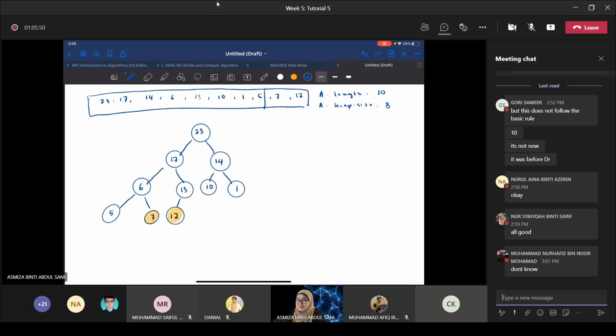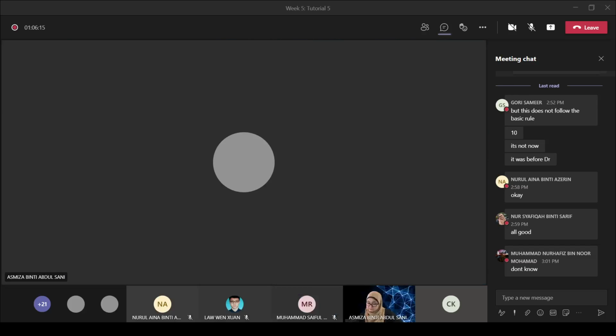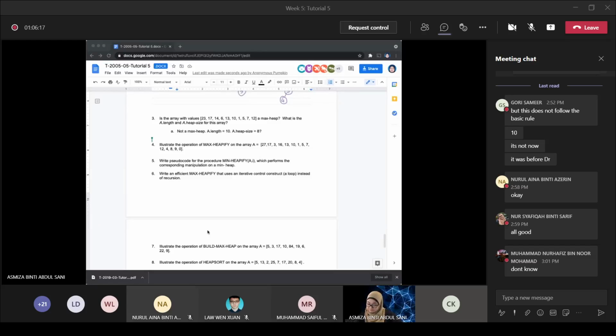Okay, for question number 4, illustrate the operation of Max-Heapify on array A. Anybody can share the answer on this one? Anybody wants to share the answer for this one? Class, come.